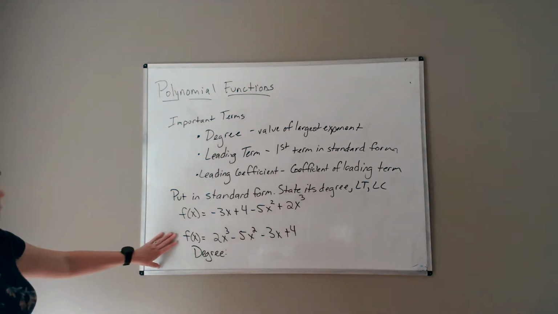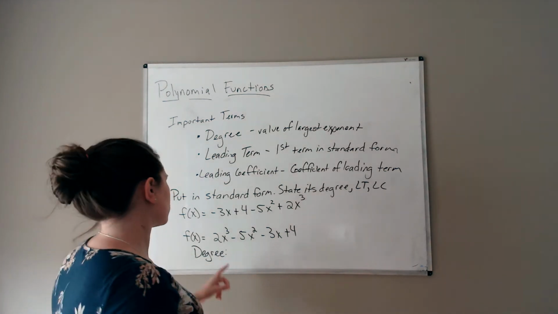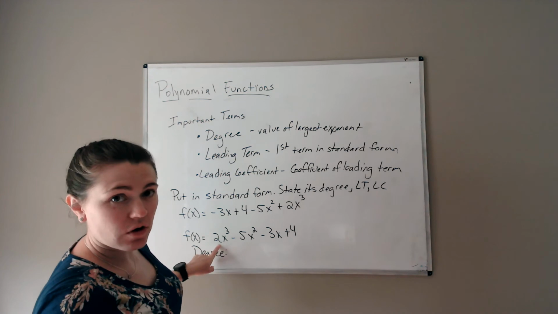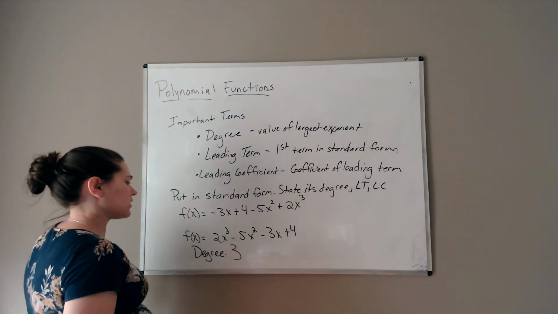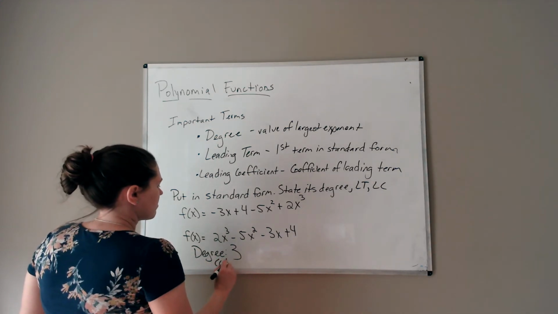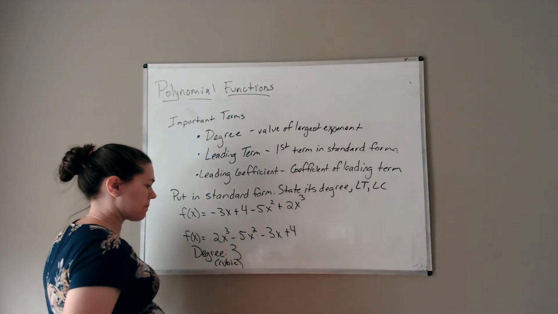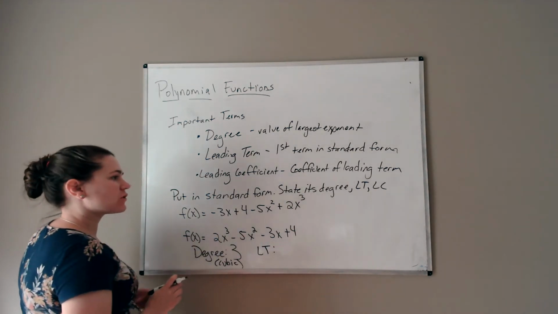The degree of this polynomial, you look for the largest value exponent. Since you put it in standard form, it should be the exponent of the first term as long as you are in standard form. So this has a degree of 3. So if we were going to classify it by its degree, this would be a cubic function. So now we have to state what the leading term is. It's the term that's first.